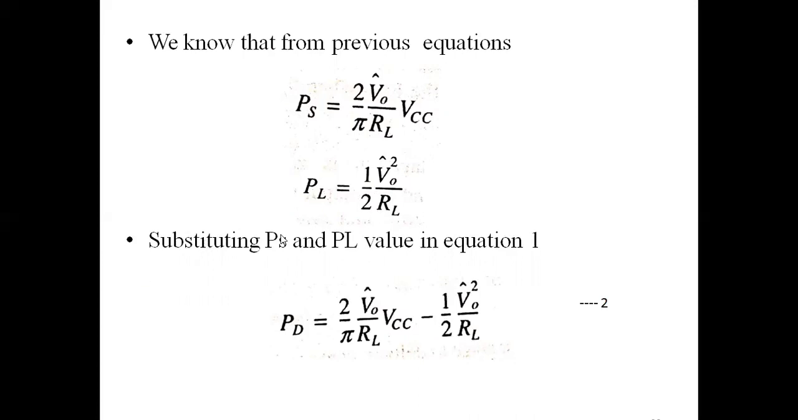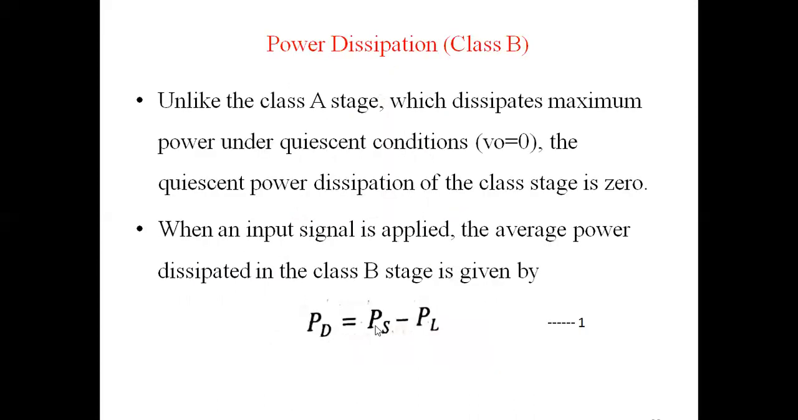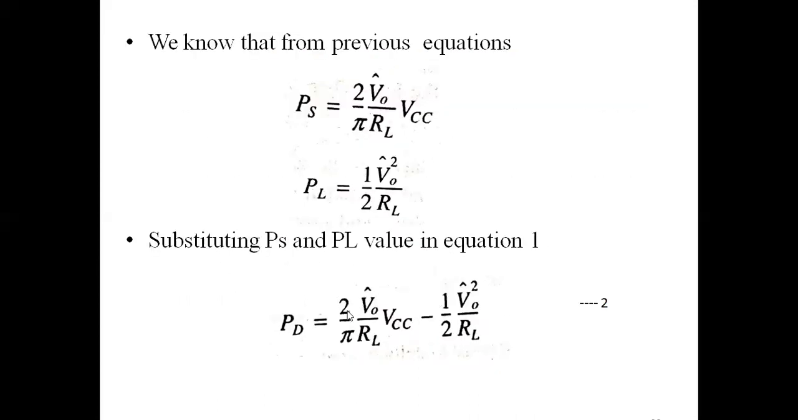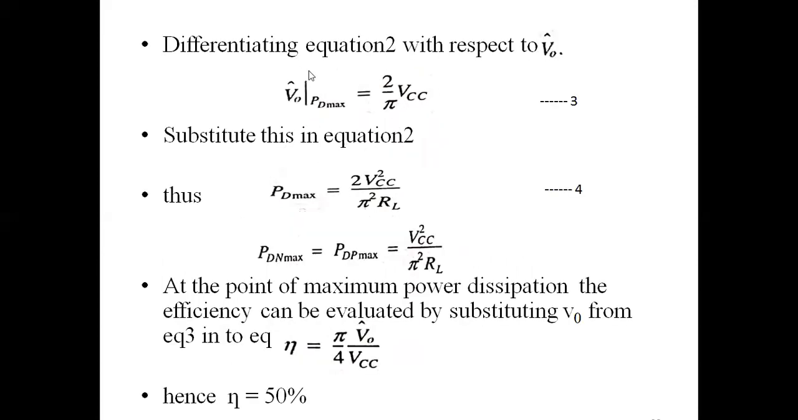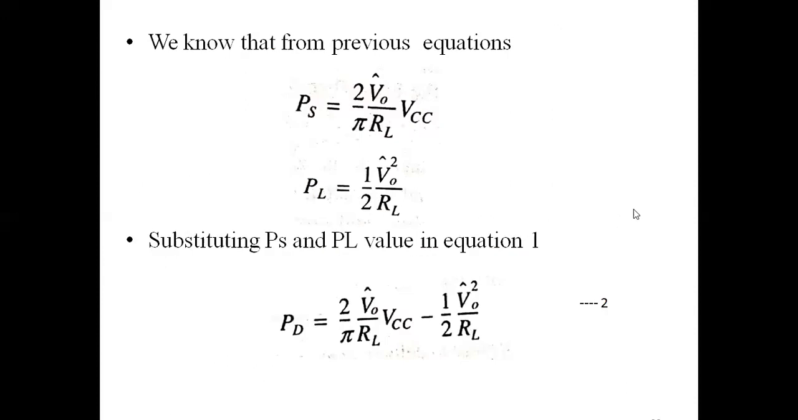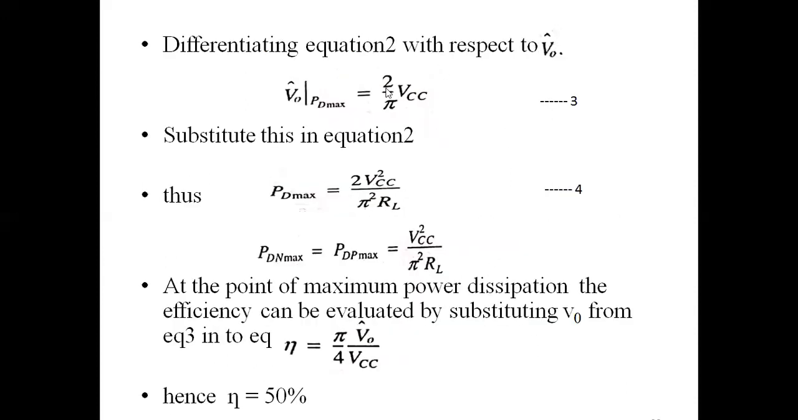PL, the load power, is equal to 1 by 2 into V naught cap square divided by RL. Substituting these values of PS and PL in equation number 1, that is subtracting PS minus PL, we get 2 by pi V naught cap into VCC divided by RL, minus 1 by 2 into V naught cap square divided by RL. This is the power dissipation.